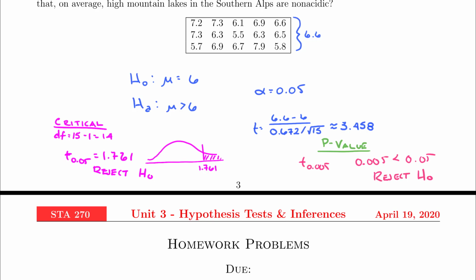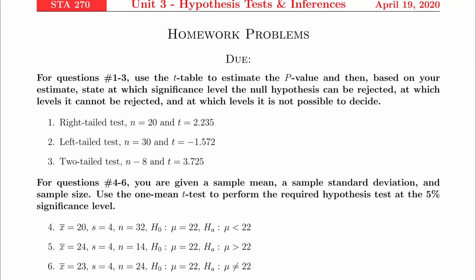What that tells us is, at the 5% significance level, the data that we have provides significant evidence to conclude that on average the high mountain lakes in the Southern Alps are non-acidic. And that is the end of that.